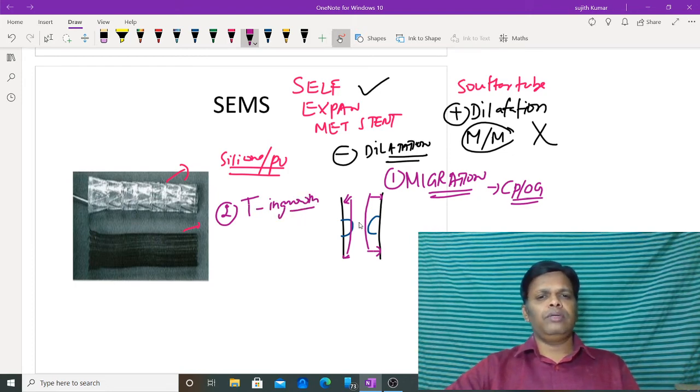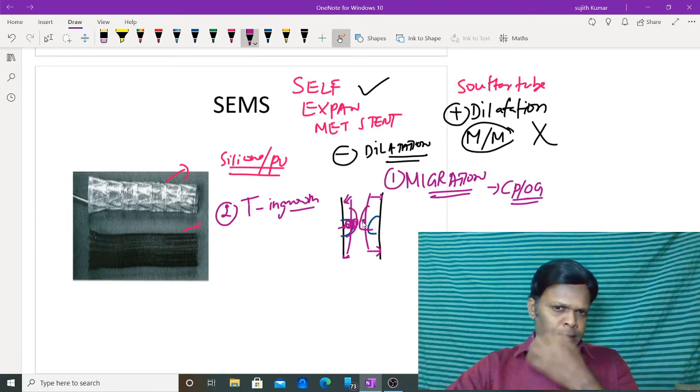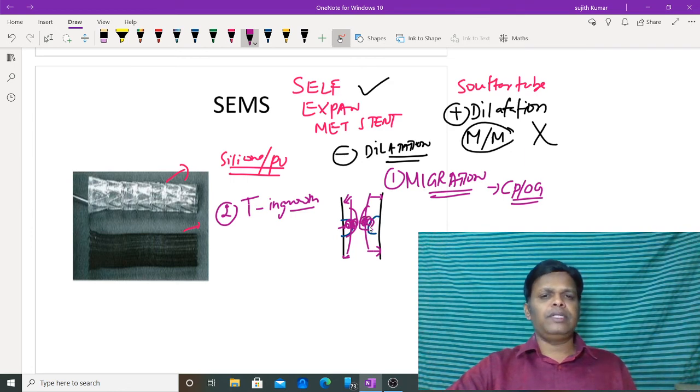Since you are not removing the tumor, what will happen? The tumor will grow. The purpose of the stent is to keep the esophagus open so the patient can take food properly. Because of the tumor overgrowth and ingrowth, the stent will collapse. So how do we overcome this tumor ingrowth?